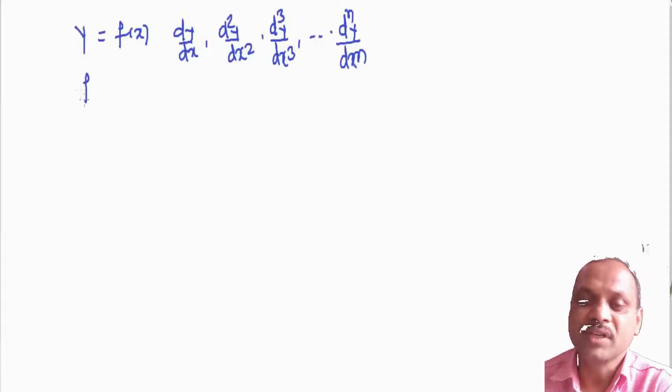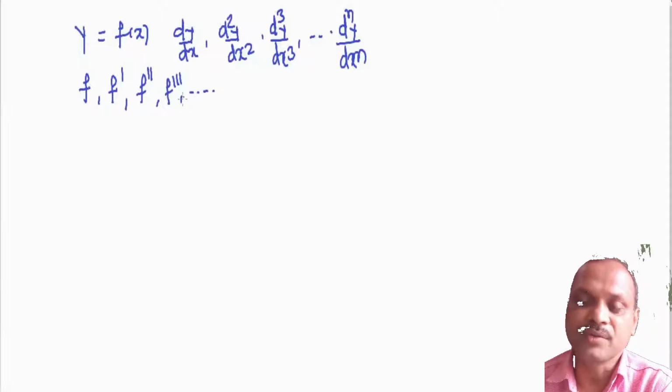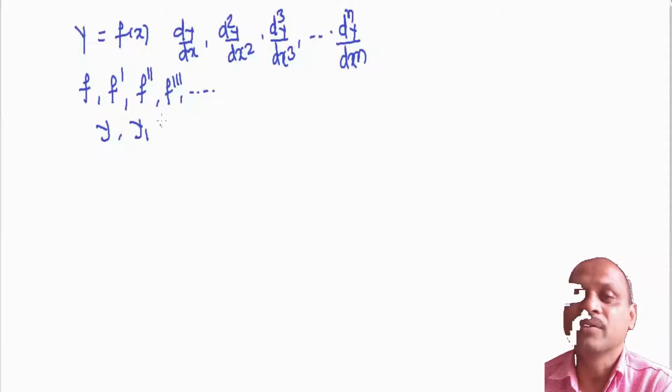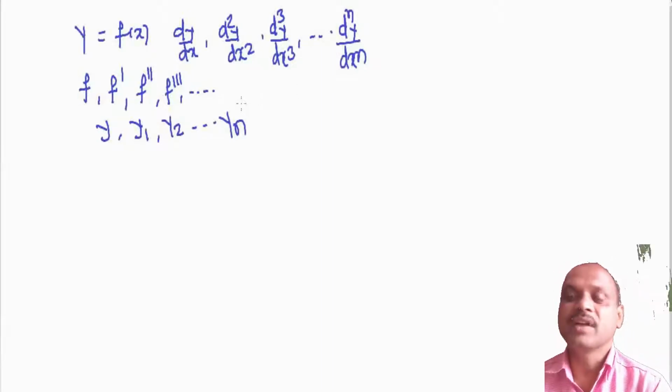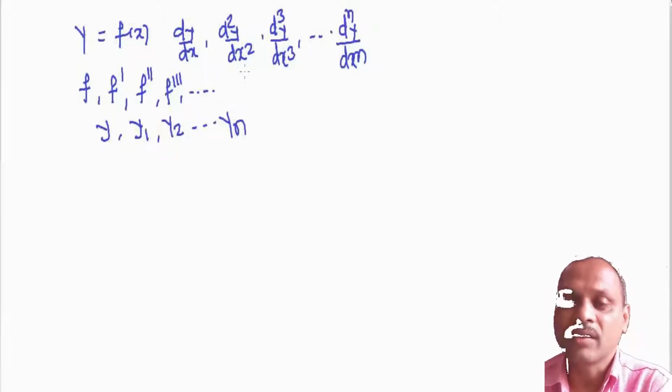Whenever we have a function f, we sometimes denote its derivative by f dash. This is the first derivative. The second derivative we denote by f double dash, and the third derivative by f triple dash. Likewise, these are the higher order or successive derivatives. Again we have another notation to write the derivatives. Whenever y is a function, we write y1 to denote dy by dx, y2 to denote d2y by dx square, and yn to denote dny by dx raised to n. So these are the different notations we use to denote successive or higher order derivatives.